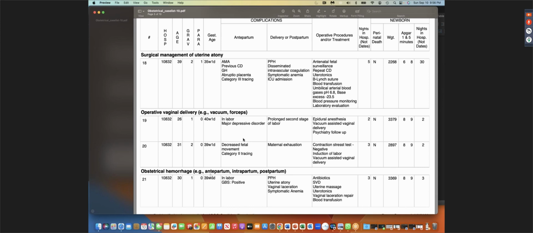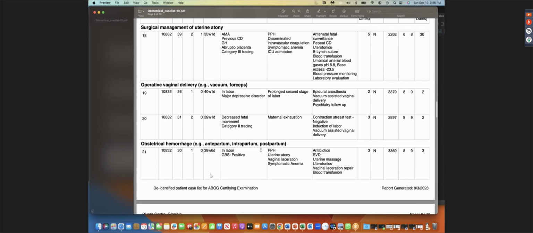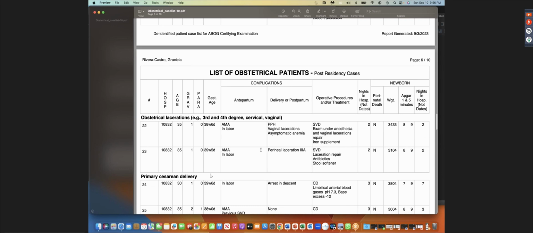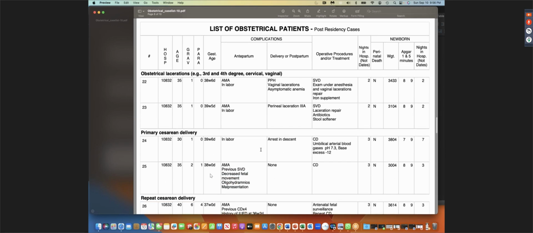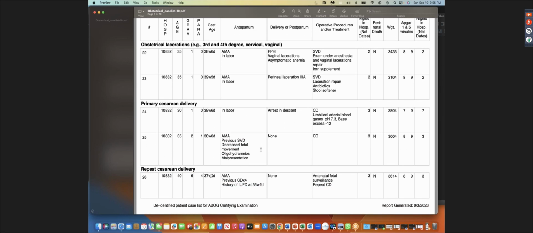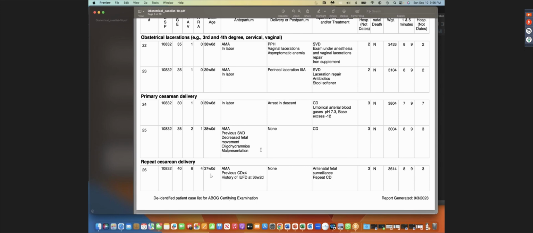Okay, let's assume that your B-Lynch did not work. What other options would you have considered? So at that time, I would have attempted a uterine artery ligation, an O'Leary stitch, and along with further uterotonics at that time.